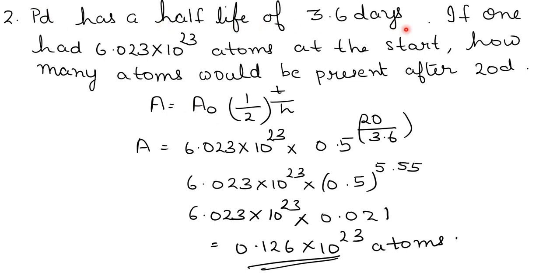So here palladium has a half-life of 3.6 days and we began with 6.023 into 10 power 23 atoms. So how many atoms would be present after 20 days, they have asked. So A is equal to A naught into half power T by H. This is the initial amount, 6.023 into 10 power 23 into 0.5, and 20 days is the time given, 3.6 is the half-life. So 6.023 into 10 power 23 into 0.5 power 5.55. So if you solve this, you get this. After multiplying, this is your answer. So this is very, very simple for us to find the remaining amount.